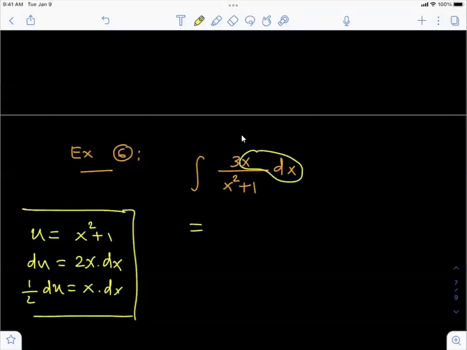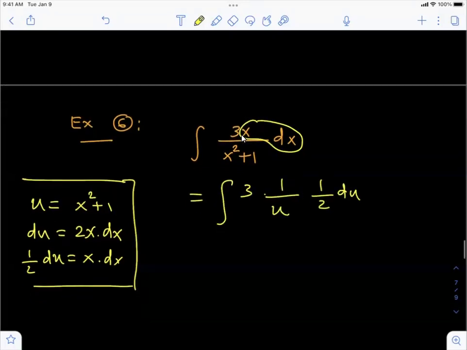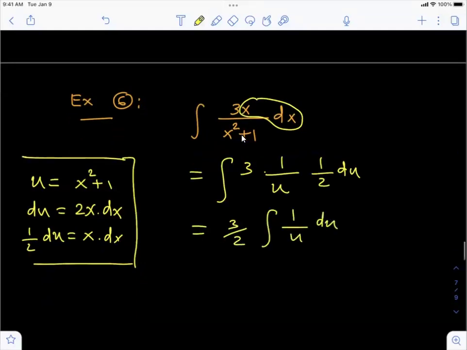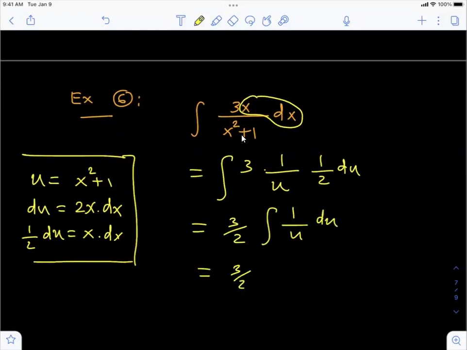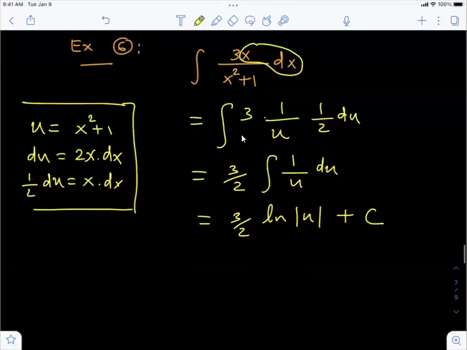So now with that, don't forget 3 is separated. x dx is none other than 1/2 du. And then I have 1 over u. Simplify: 3/2 times 1 over u du. Ln of absolute value of u plus c. That's the integral of 1 over u.